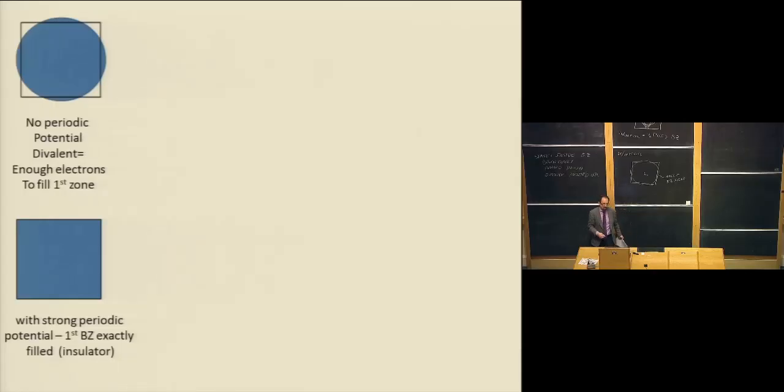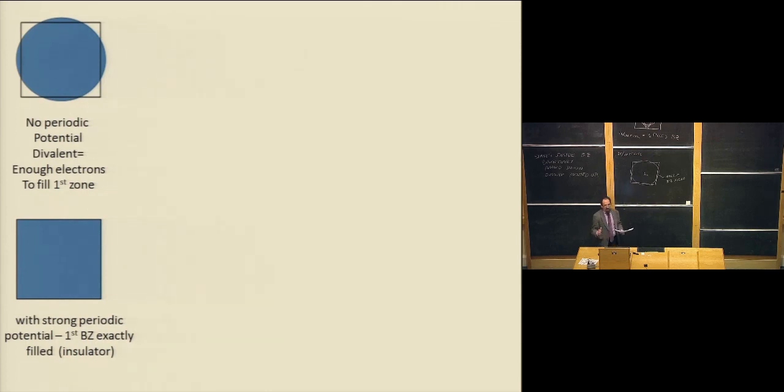So these are the 2 possibilities. With no periodic potential, it's a perfect circle, which you can view, if you like, as filling part of the first Brillouin zone that's inside the square and part of the second Brillouin zone that's outside the square. With a strong periodic potential, everything in the first Brillouin zone is pushed down in energy, so everything fills, filled band, then there's a gap. Everything in the second Brillouin zone is pushed up in energy, so there's a gap between the filled band and the empty band, and so we have an insulator. Okay, so that's the simple part of it.